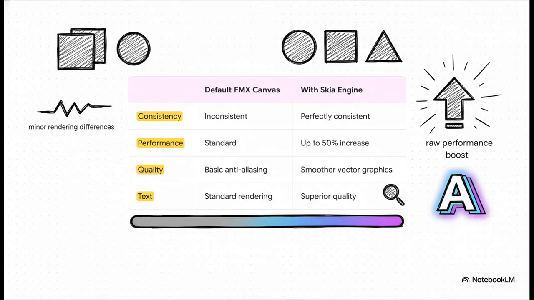So what does this actually mean for your app? Well, this table says it all. With the default canvas, you might see tiny little rendering differences between Windows and Android. With Skia, you get pixel-perfect consistency. You get a raw performance boost of up to 50%. You get these beautifully smooth lines and shapes thanks to much better anti-aliasing. And the text rendering? Oh man, the text rendering quality is just in another league. It makes your whole app look and feel so much more premium.